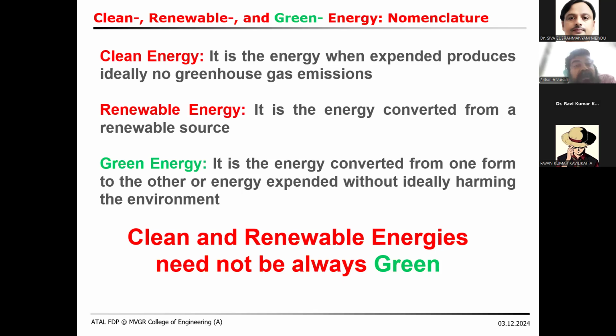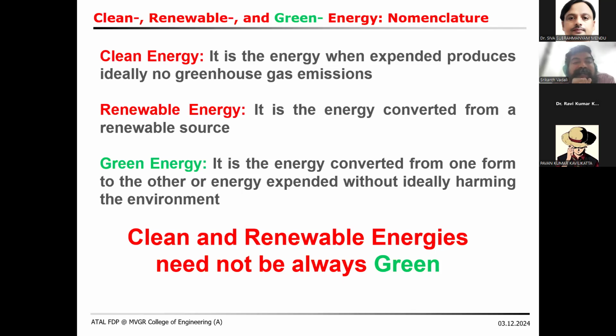Then what is renewable energy? Renewable energy is the energy converted from a renewable source or from renewable sources. So solar energy is again an example, where in this case it's a renewable form of energy. So the light is a renewable source. So therefore the energy that is converted, as I said, solar to electrical, the source is renewable, so you call solar energy renewable energy. So you can call solar energy clean energy and renewable energy.